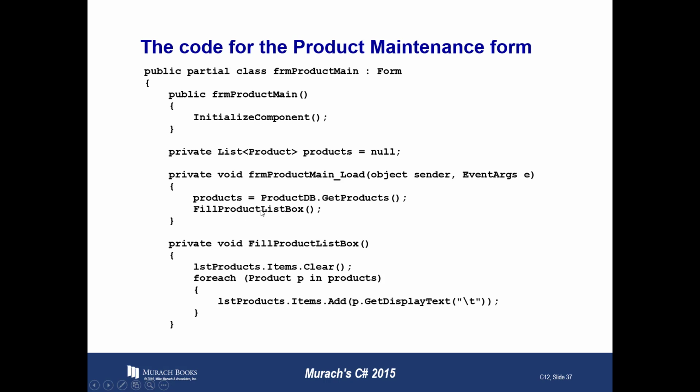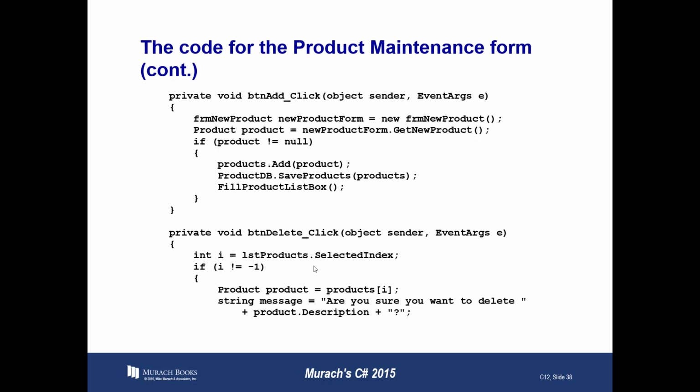So the first product that's in there, product code, product price, product description. The second one, product code, product price, product description, etc. So this grabs all of them. And then for each time it grabs a product, it calls fill list box. So this will grab all the products and then fill the list box with all the products. Clearing it out first, then using a for each. And it's calling the display text, and it's using a tab as the delimiter.